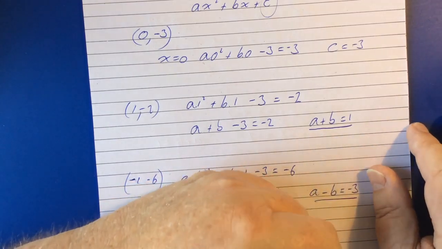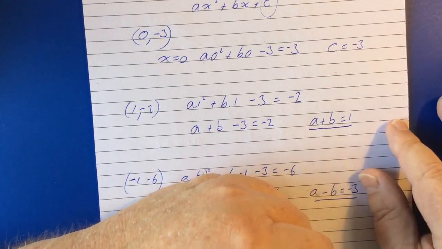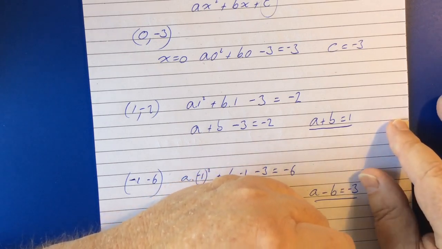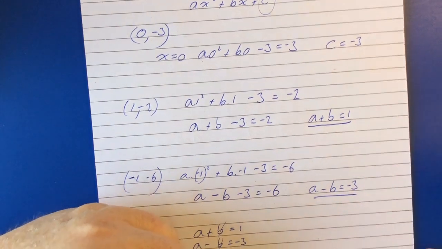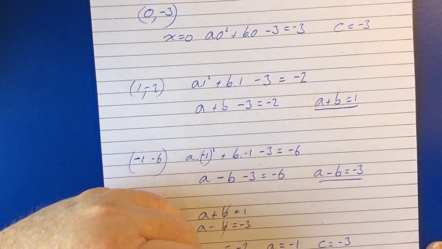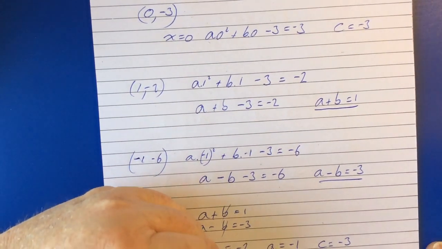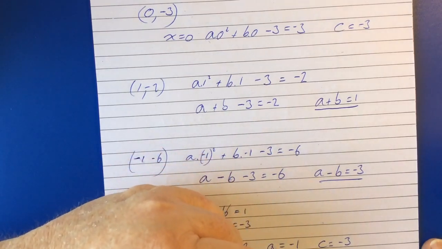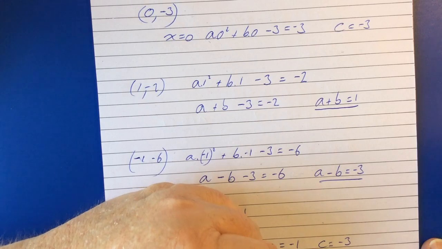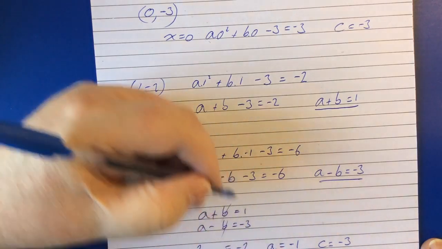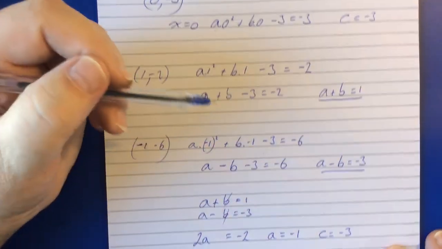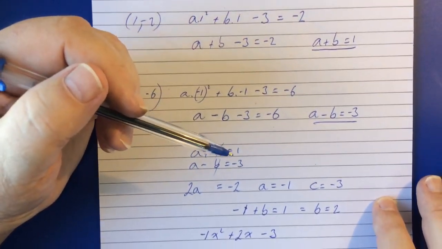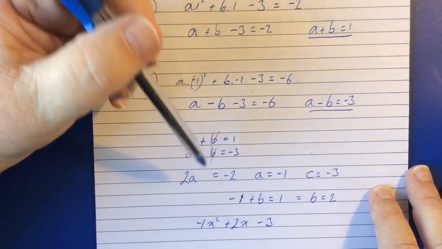I think we can reasonably say that b is equal to 2. And so our equation is negative 1x squared, that's the a, plus 2x minus 3. That is our equation. Let's get all of this in focus, and I'll run through this again.